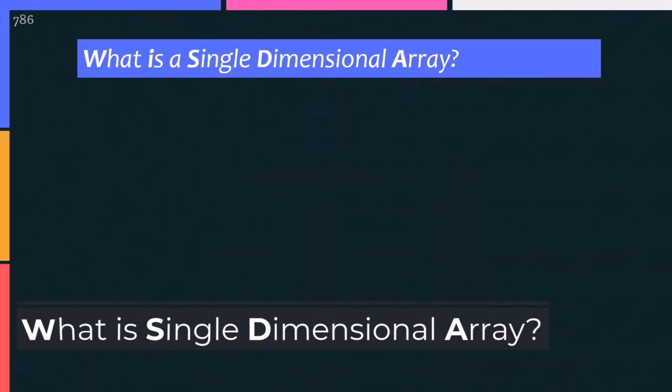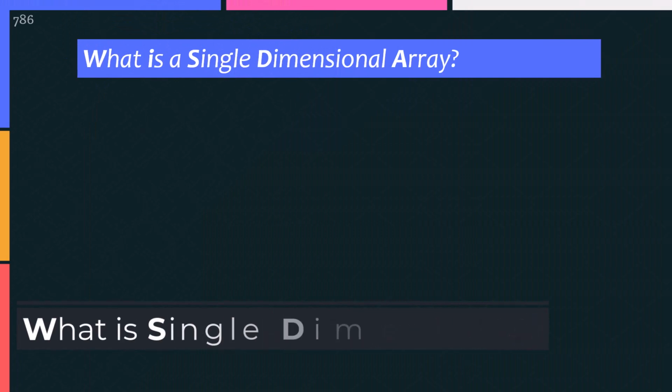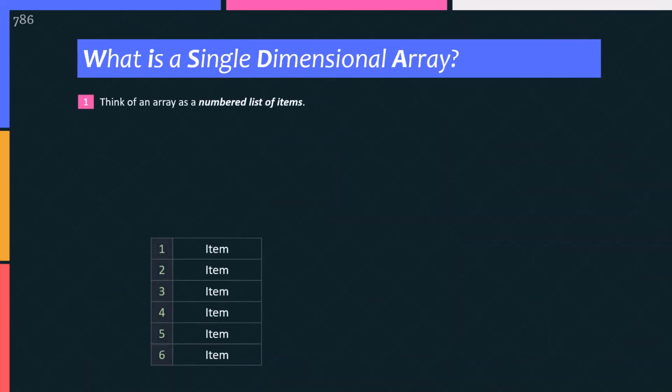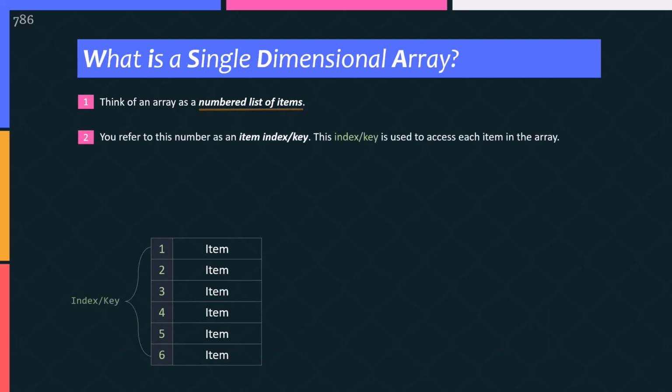So what is single-dimensional array? You can think of this array as a numbered list of items. This number is referred to as item index, or you can say item key in the array. And with the help of this number index, you access each item in the array. Remember this, index will always be a numeric value, a number.